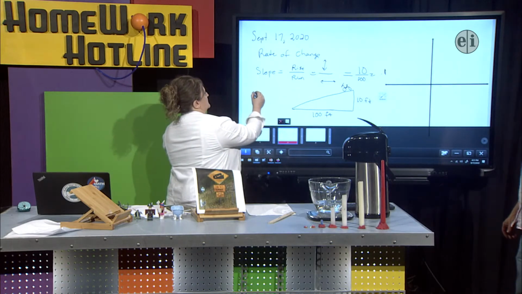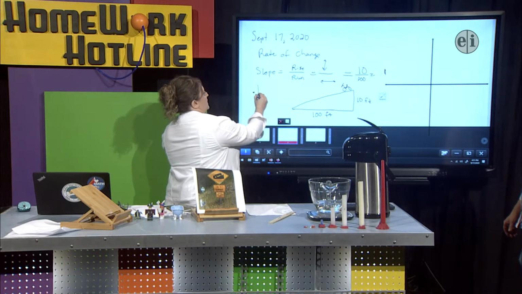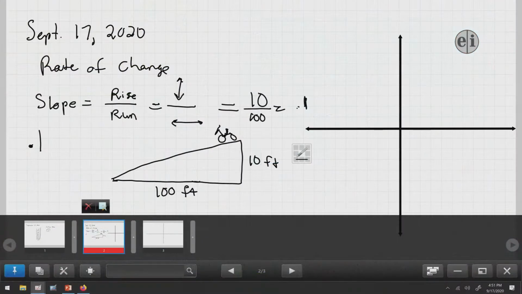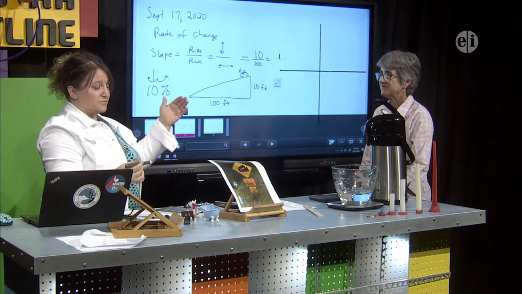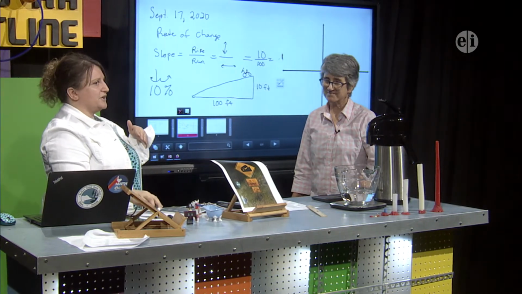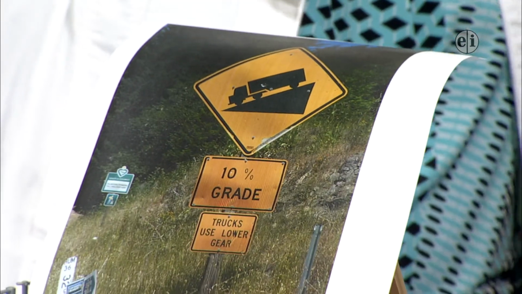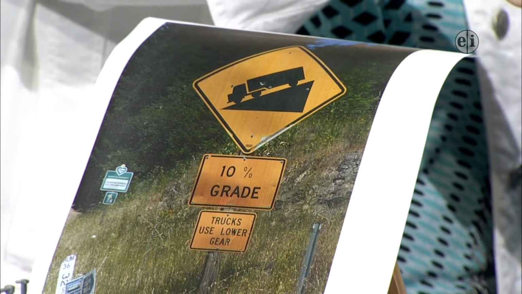Okay, so back to the 1/10 or the 0.1. I'm going to write it on this side. So 0.1 or 1/10. If you want to change it to a percent, we multiply it by 100. The easiest thing is just to move the decimal point over 2 places. That would give us 10%. So this sign that has a 10% grade was telling those who are driving down it that for every 100 feet you're going to go forward, the road's going to go down 10 feet.